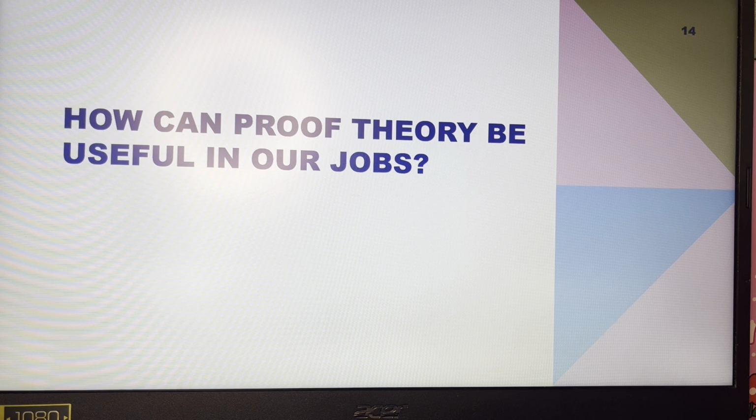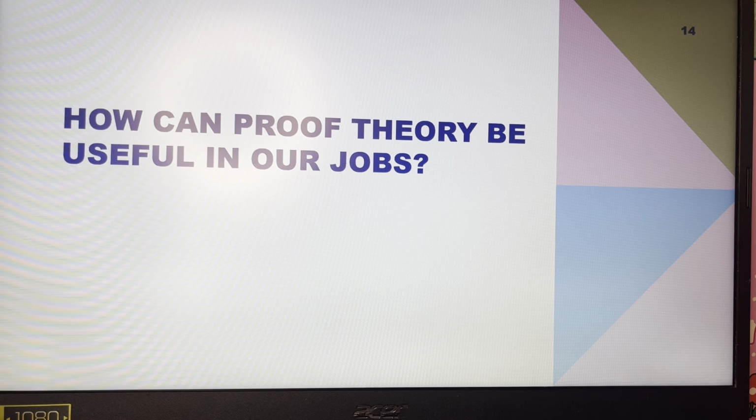For problem solving, if you have any problem, proof theory can help us break down complex problems into smaller parts, and it can also help us identify potential errors in our reasoning. So proof theory overall gives us tools to make sure our arguments and solutions are solid and reliable, just like a detective uses their tools to solve crimes.